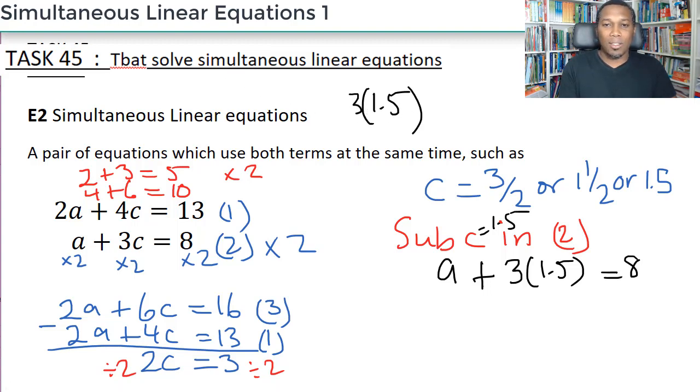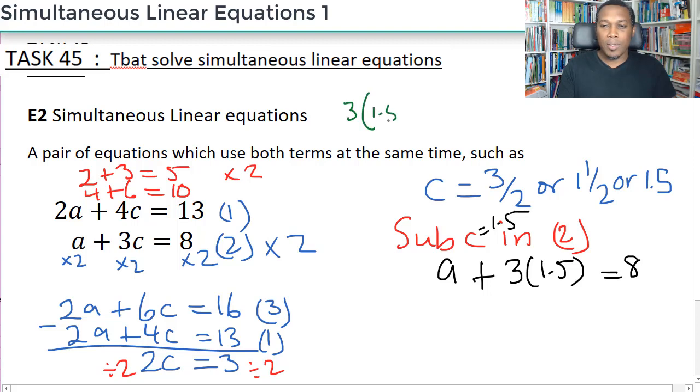I'll leave that as well. Should have put it in a different color. Whoa. That's all beautiful learning, isn't it? Beautiful learning. Right, okay, so we have A plus 4 plus 4.5 is going to give us 8.